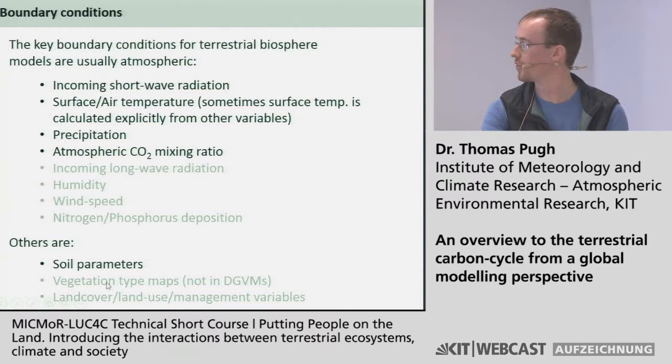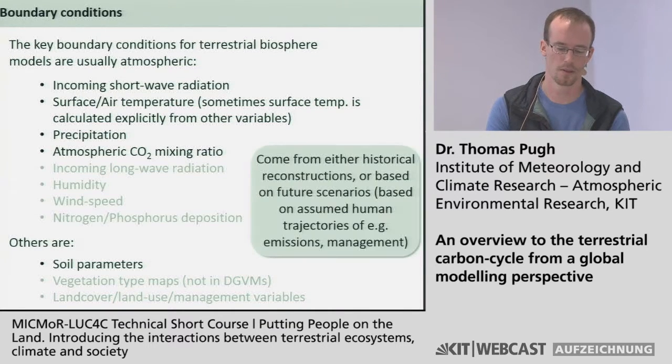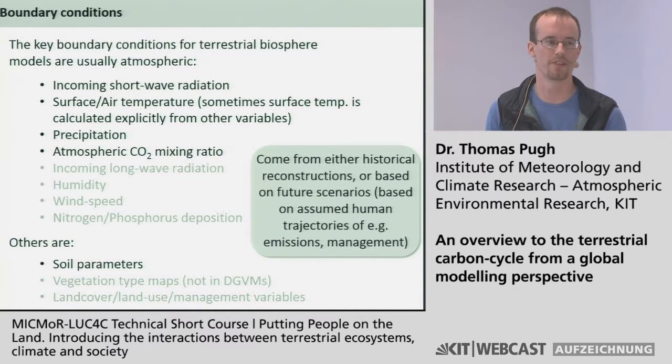Aside from this, there are also non-atmospheric parameters relating to the soils in particular, but if you have static vegetation, you might need a vegetation type map. If you're starting to consider land cover, then you need land cover fractions or different management variables. How much nitrogen you're using to fertilize croplands, for instance, might become relevant. And generally, we either get these from historical reconstructions where they're available, we have historical reanalyses for climate that we can use, or we take them from global climate models if we're running offline, or we give assumed emission trajectories based on the scenarios that Mark was describing yesterday and put these into our Earth system models.